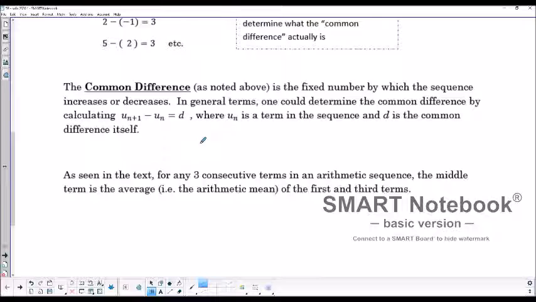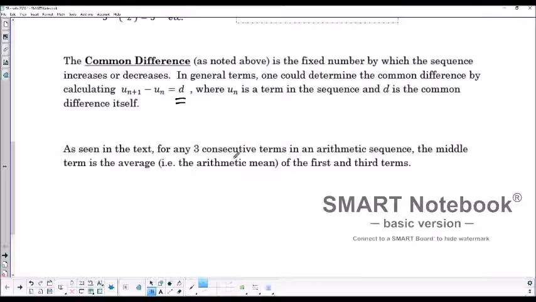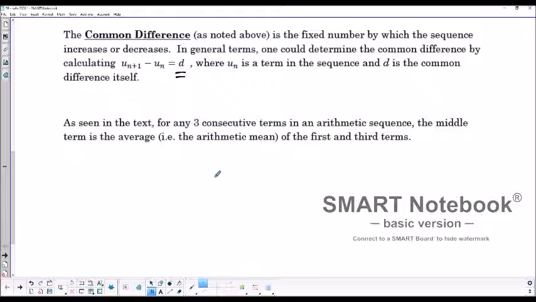So we see that the common difference is that d value, which is just the difference between two successive values. And that's part of what we're going to use to make up the arithmetic sequence.